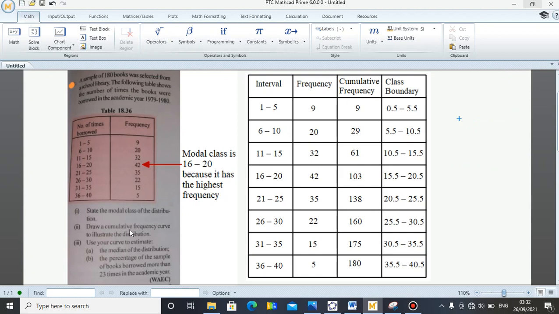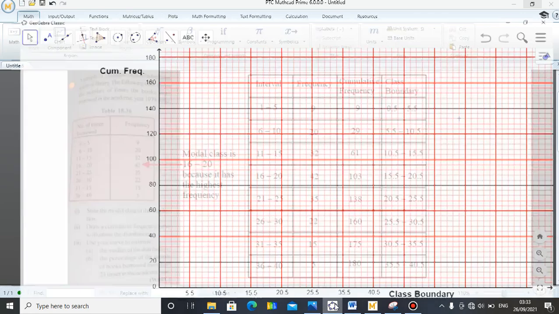So how do we draw this curve? You need your graph paper to draw the cumulative frequency curve. In the graph paper, your cumulative frequency column is going to be your y-axis. Then your class boundary column is going to be your x-axis. I've already set the graph down, so let me show you the graph. You see that I labeled the cumulative frequency on my y-axis. Then I took a proper scale.